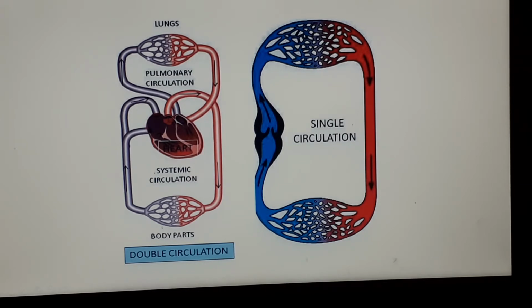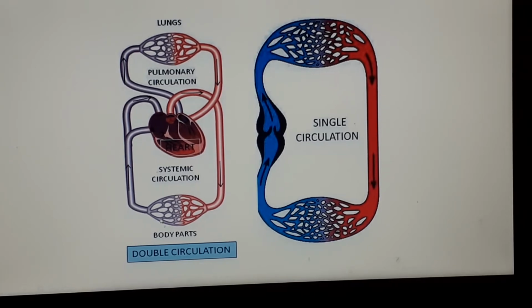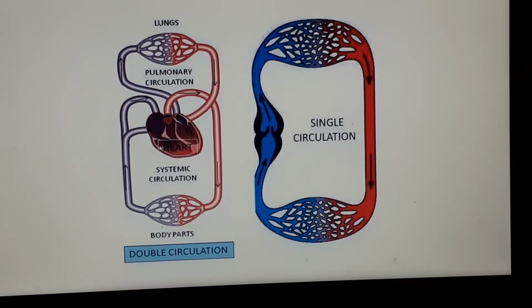So we are getting two types of circulation. One is pulmonary circulation, that is through the lungs. Number two is between the body parts, heart with body part. This is called as what is that? Systemic circulation. So this is our double circulation.